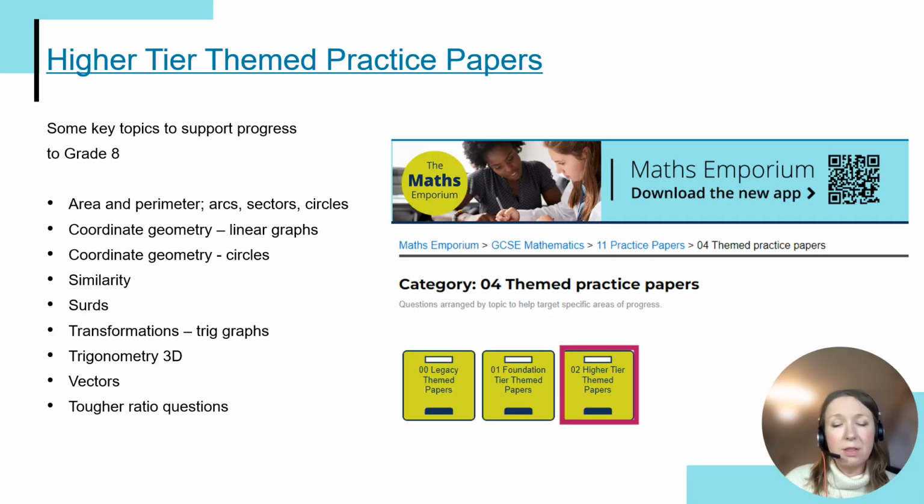Looking at resources that are going to help students working at this level, of course, we've got our theme practice papers by topic, and on screen there, we've identified some of the key topic areas of those papers that would be good for students working at this level. The coordinate geometry ones are really nice.